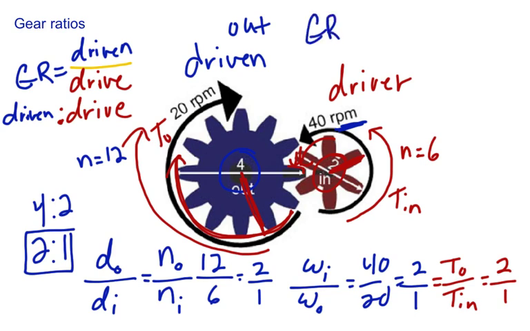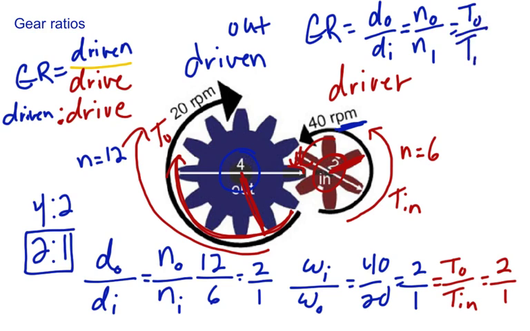The gear ratio can be the diameter out over the diameter in. It could be the number of teeth out over the number of teeth in. It could also be the torque out over the torque in. Or it could be equal to, and this is the weird one, the reverse: the rotational velocity in over the rotational velocity out. Those are the gear ratios.